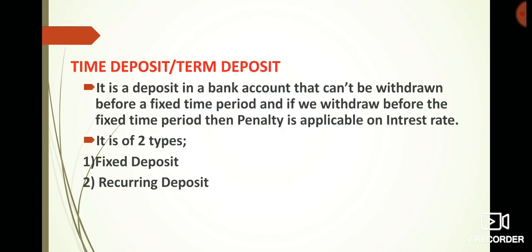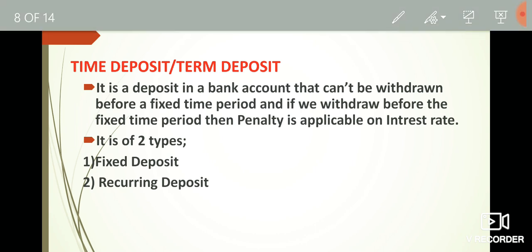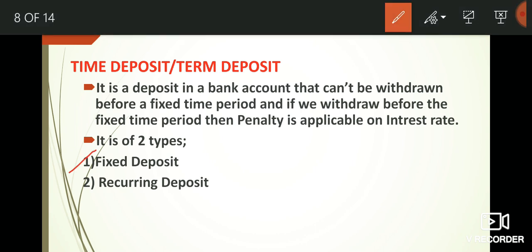Then we proceed towards the time deposit or term deposit. It is a deposit in a bank account that cannot be withdrawn before a fixed time period, and if we withdraw before the fixed time period, then penalty is applicable on the interest rate. It is of two types. The first one is fixed deposit and the second one is recurring deposit.